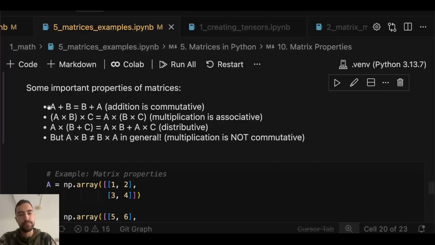Here are some properties. You can analyze them if you want. I just want you to understand that in matrix multiplication, you cannot swap the order of matrices. This is not generalizable. It's not true in general. There might be specific cases when it's true, but in general, it's not true.